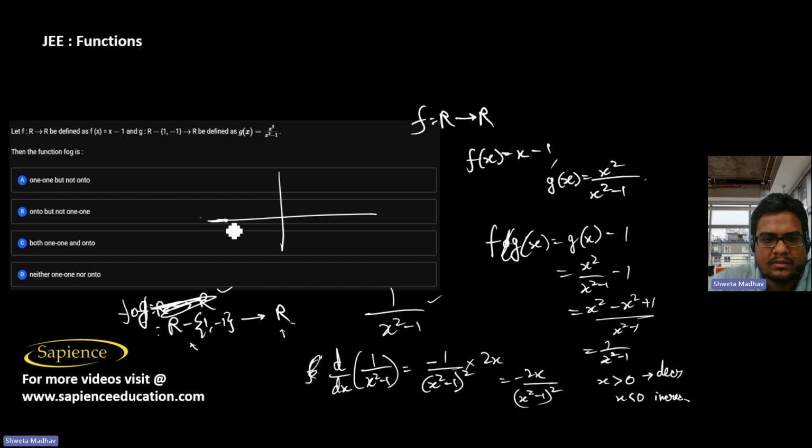x tends to minus 1, that will be 0 also. So this is x equal to 0. This is y equal to 0, and this is y equal to 1. At x equal to 0, it is minus 1. And for x less than 0, it is increasing.